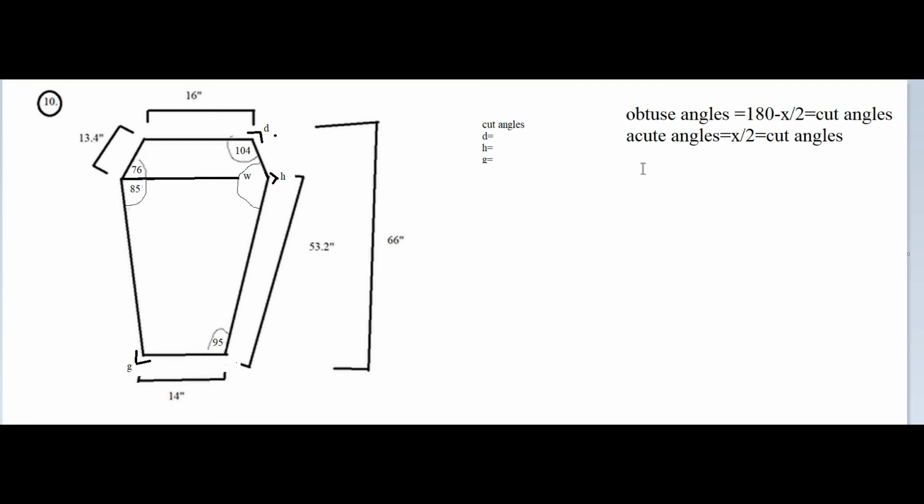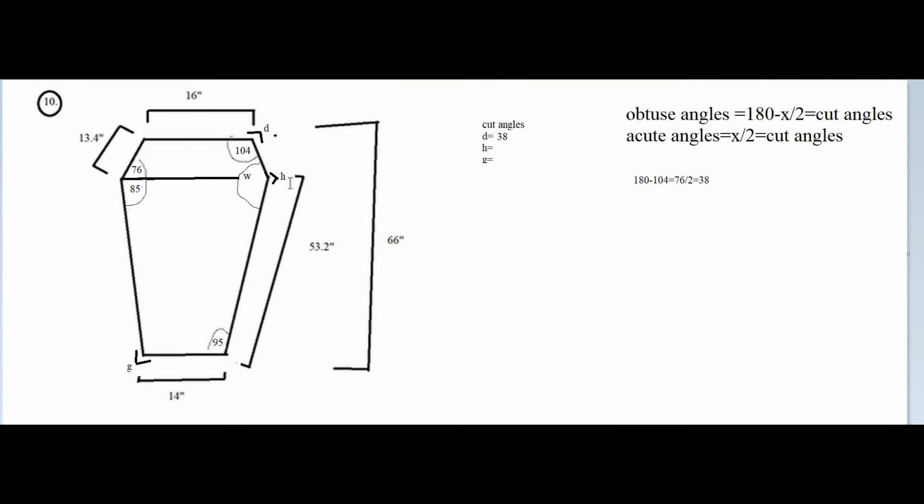We're going to go 180 minus 104. That'll get you 76. Now you're going to take 76, divide that by 2, and that'll get you your cut angle of 38 degrees. So 38 degrees is going to be our cut angle for D. Now what we're going to do is look for our cut angle for H.